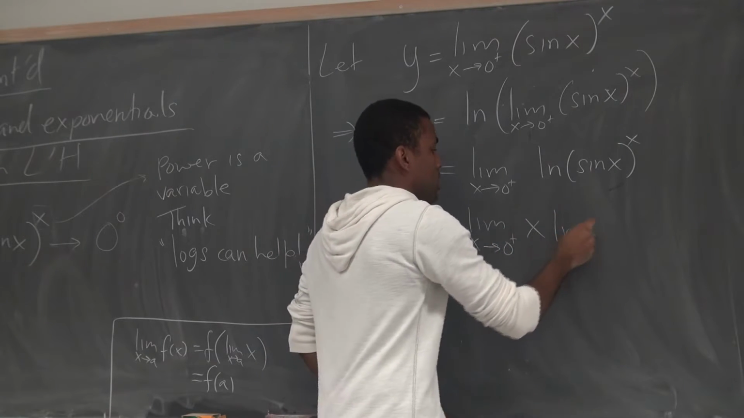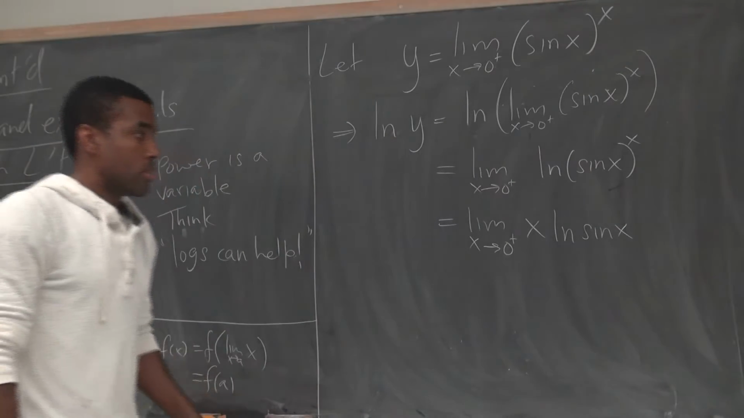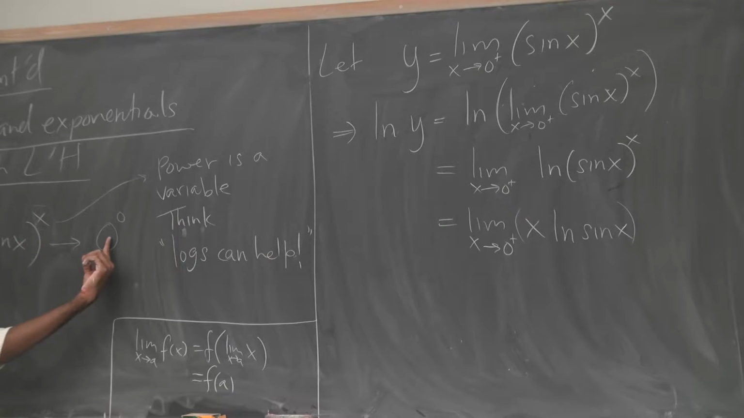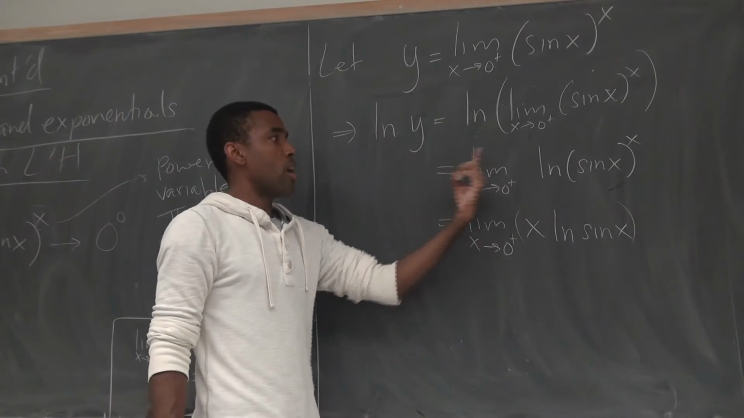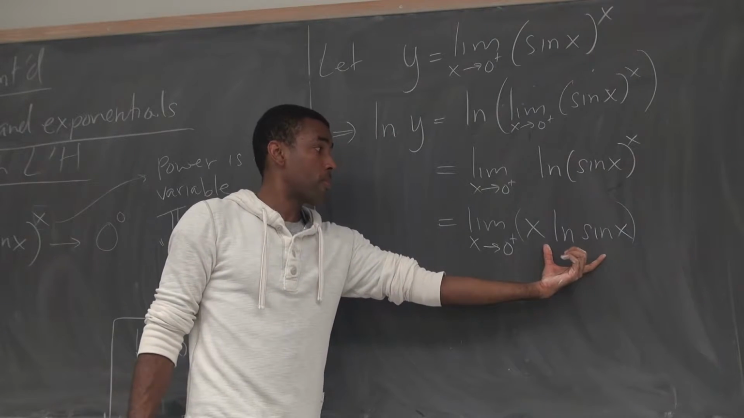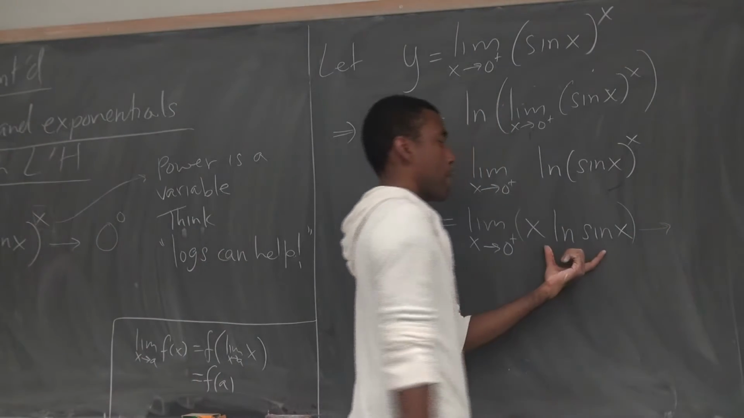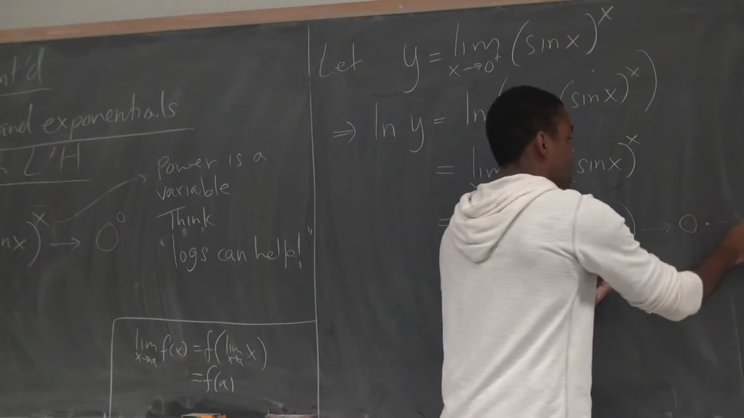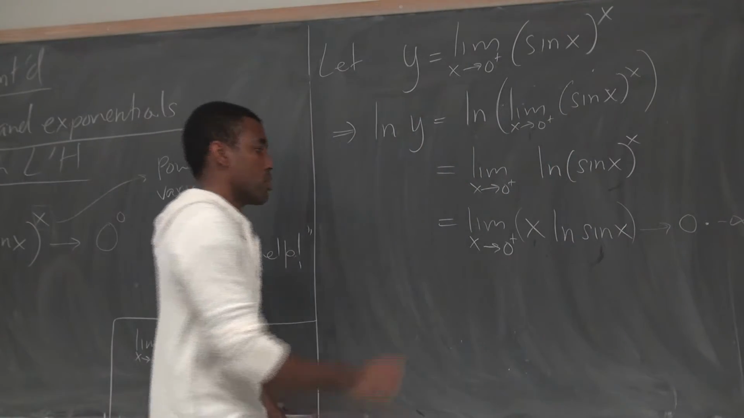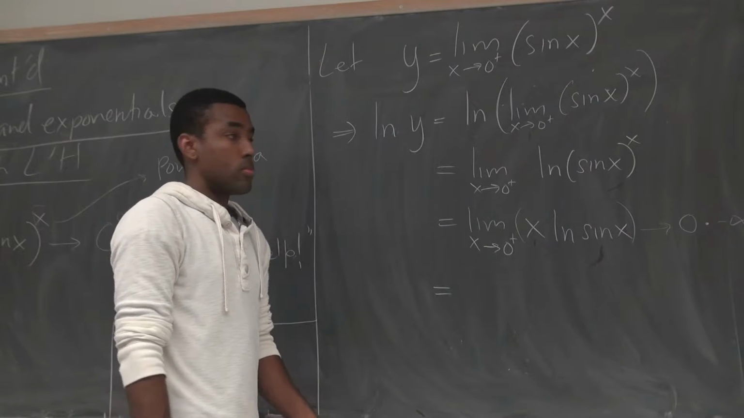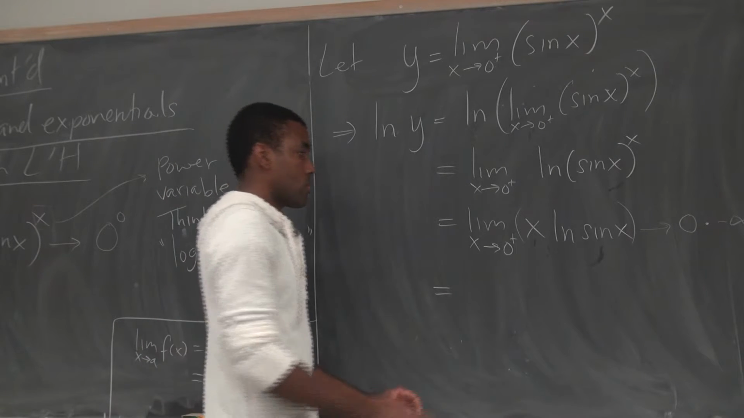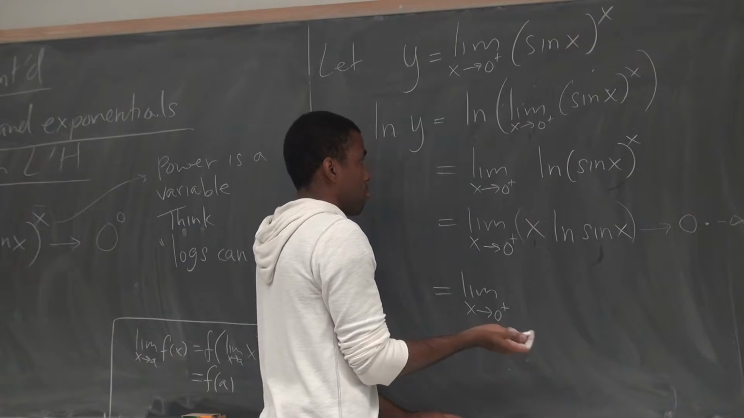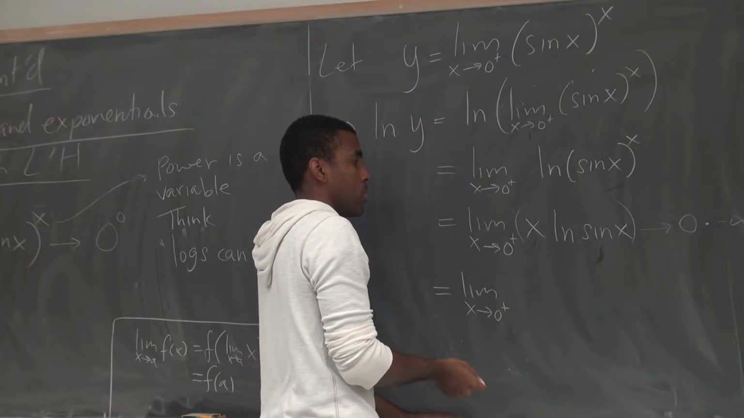Now I can transform this into x times ln of sine x. So now this is the limit I have to worry about. Before I had sine x to the x, which was 0 to the 0, and that was a problem. But now by logging both sides, I have to deal with this limit. What does it approach? It goes to 0 times negative infinity. 0 times infinity is no good. What can be done? If I raise to the e, I just go back to the original situation. It won't help.